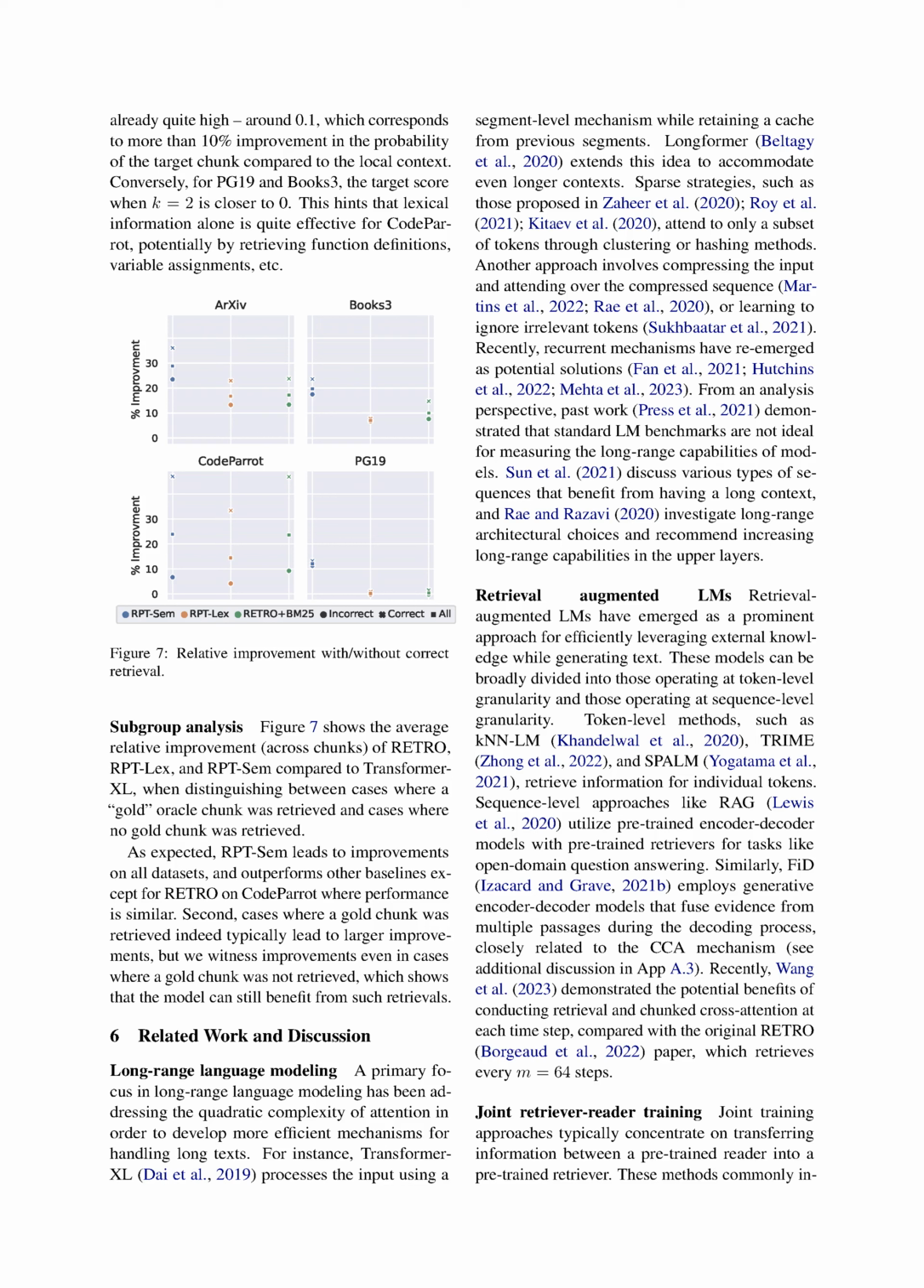Section Summary. The section discusses the performance of Retro, RPT-Lex, and RPT-Sem compared to Transformer XL and distinguishing between cases where a gold oracle chunk was retrieved and cases where no gold chunk was retrieved. RPT-Sem leads to improvements on all datasets and even in cases where a gold chunk was not retrieved, showing that the model can still benefit from such retrievals. The section also explores various strategies for long-range language modeling, including sparse strategies, compressing the input, and recurrent mechanisms, and recommends increasing long-range capabilities in the upper layers.